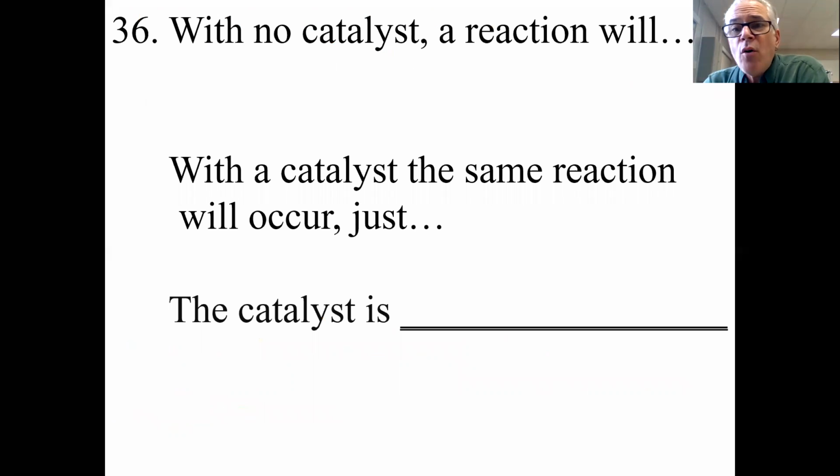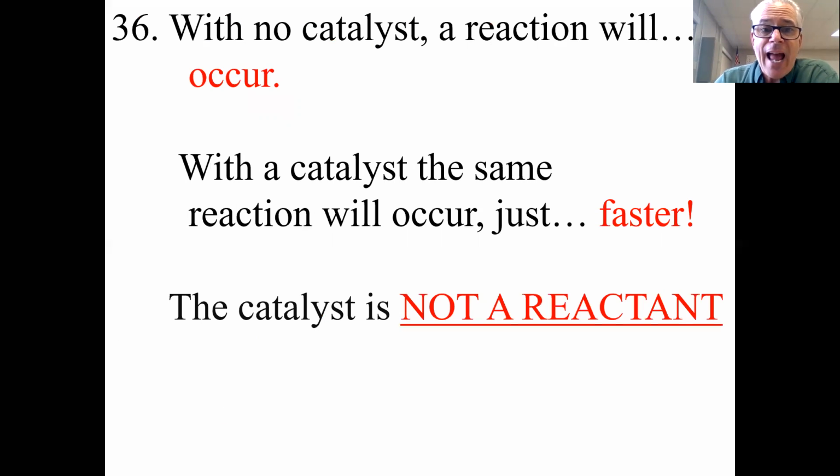Now, with no catalyst, the reaction's still going to happen. It's still going to occur. But with a catalyst, it's just going to occur faster. The catalyst is not a reactant. It's not hydrogen peroxide plus the catalyst. The catalyst is written above the arrow. All right, how cool was that?